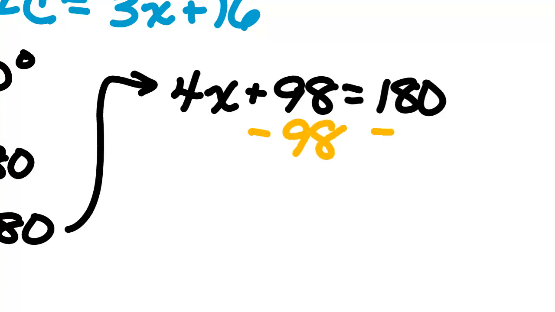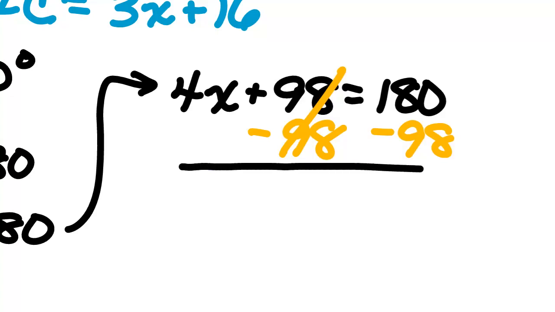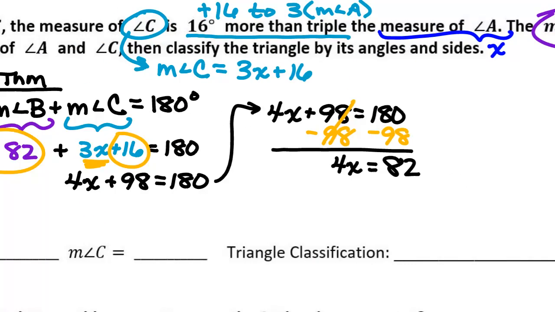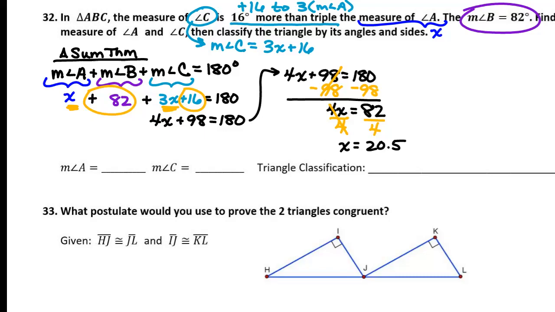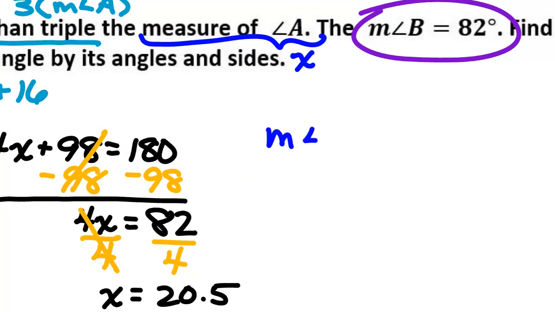Subtract 98 from both sides. What is 180 minus 98? 82. 4X equals 82. Divide both sides by 4. What is 82 divided by 4? 20.5. Right, we said that the measurement of angle A was equal to X. So this would be equal to 20.5 degrees.